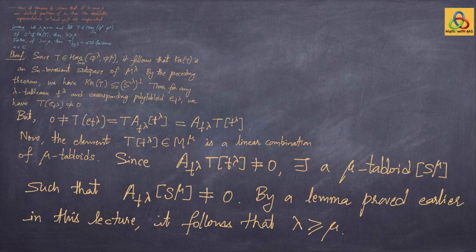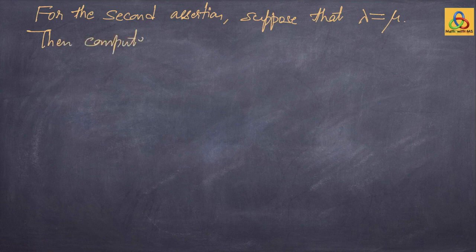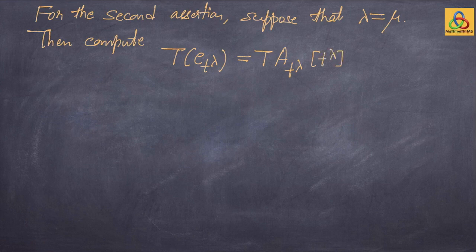Let us consider the second part now. For the second assertion, suppose that lambda equals mu, then compute the following. Consider the operator T acting on the polytabloid E of T lambda. Plug in the value of the polytabloid E T lambda, so that is T times the operator A of T lambda acting on the lambda tabloid T lambda. But since T is a morphism and A is a finite sum of the images of the representations at the elements of the column stabilizers, A T lambda also commutes with T, which is the same as A of T lambda of the operator T acting on the lambda tabloid T lambda.